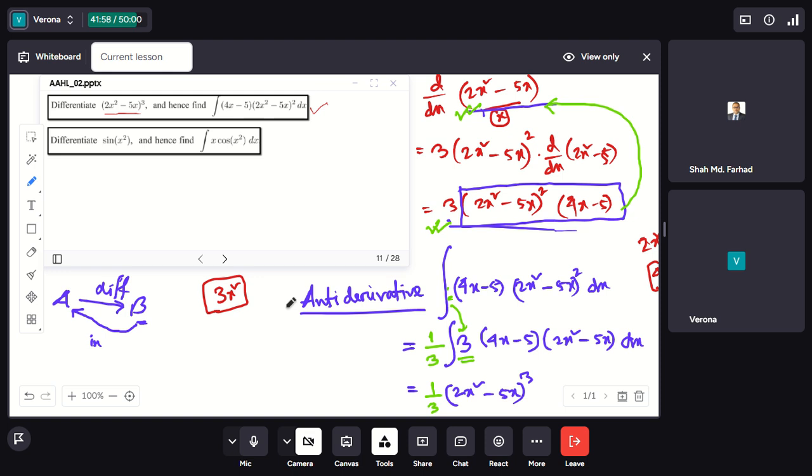Yeah, I'm talking about this because in this question you are asked to find the derivative, and at the same time you have to find the integral. Since I have done the derivative, I can use it to find the integral. Basically, this process is called the antiderivative process.